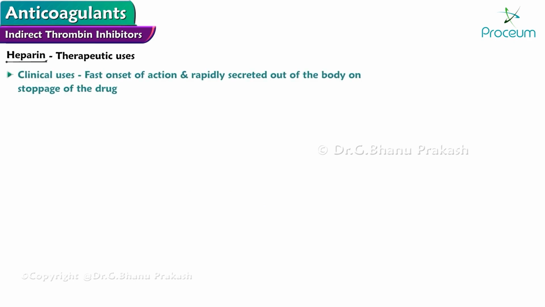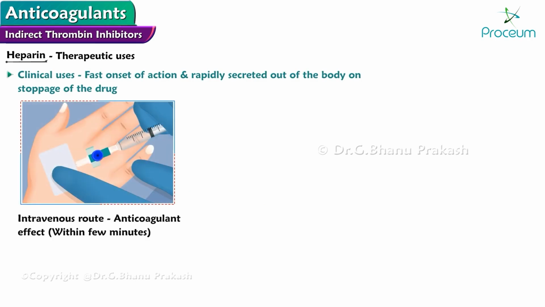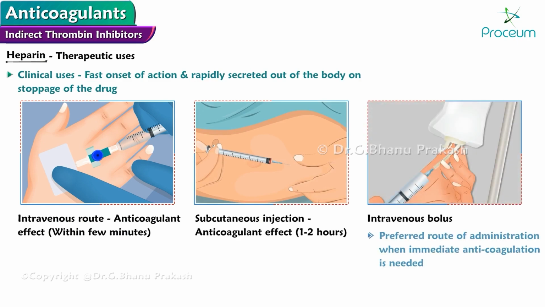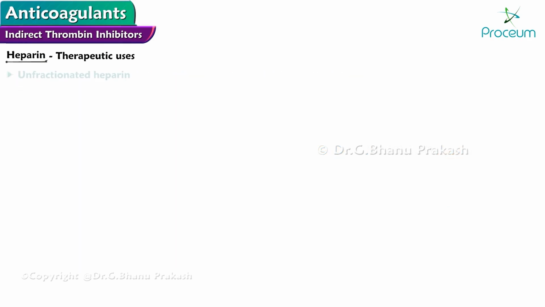Clinically useful heparins have a fast onset of action and are rapidly secreted out of the body on stoppage of the drug. The anticoagulant effect occurs within a few minutes of intravenous administration and within 1 to 2 hours after subcutaneous injection. Intravenous bolus is the preferred route of administration when immediate anticoagulation is needed, following which an infusion can be started as required. Unfractionated heparin is cleared by the reticuloendothelial system.